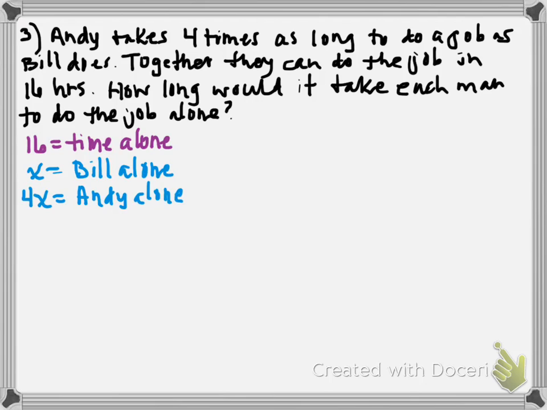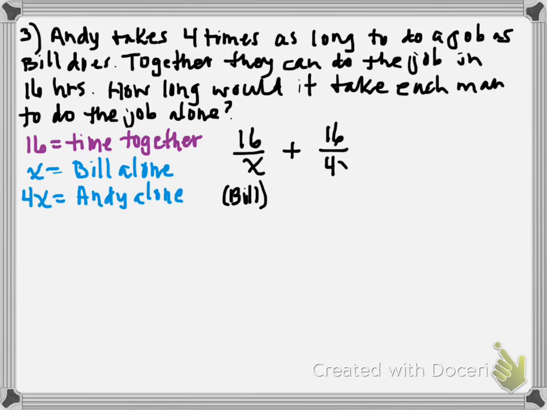So again, oops, I wrote that wrong. This is what I need you guys here with me for, so I don't make dopey mistakes. That's time together. I know you're probably yelling at me now going, together, together, together. So we have together over alone, that represents Bill's fraction of work completed, plus together over alone, there's Andy's work completed, equals 1 complete job.